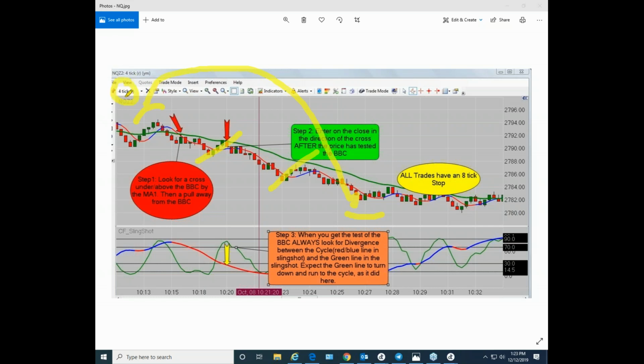You're on a 4-tick range chart, so you're looking at the market under a microscope. Because of that, you have to be engaged in the marketplace. That means you have to be in front of the screens, staring at what's going on. Not only that, every trade has an 8-tick stop attached to it.